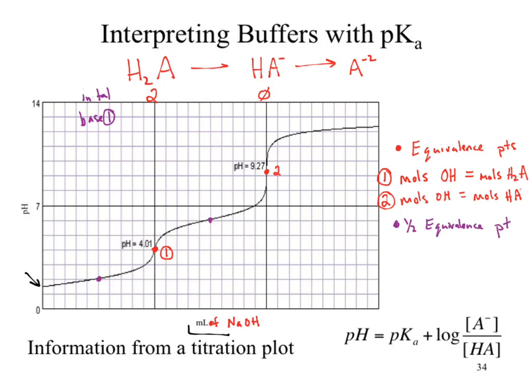So do I have H2A anymore? Once I've added 1 equivalent, I've lost 1 equivalent of the H2A. So how many H2As would I have left over? 1. Did I just destroy H2A and it's now disappeared? No, what does it become? What happens when you remove a single hydrogen from H2A? It becomes HA minus. So after a single addition of base, I have 1 HA minus and 1 H2A.